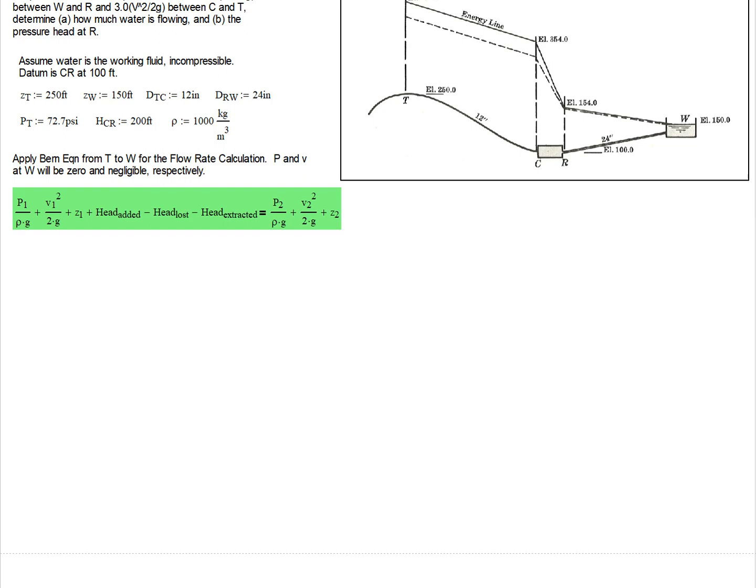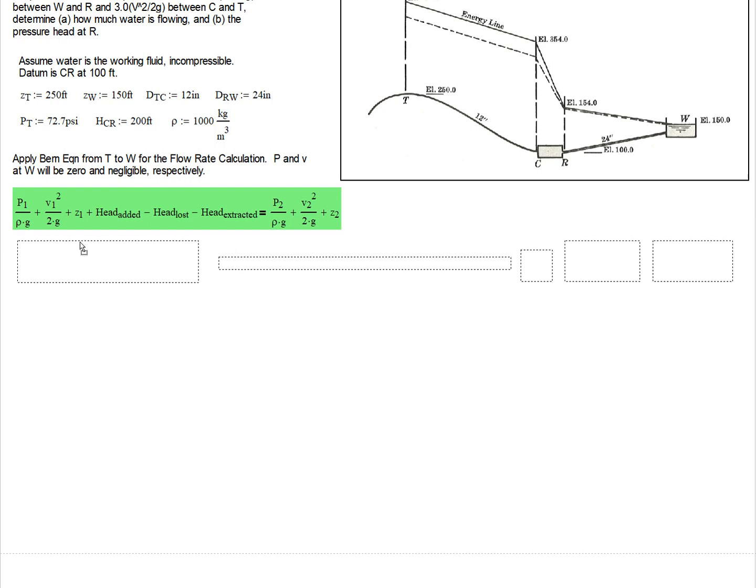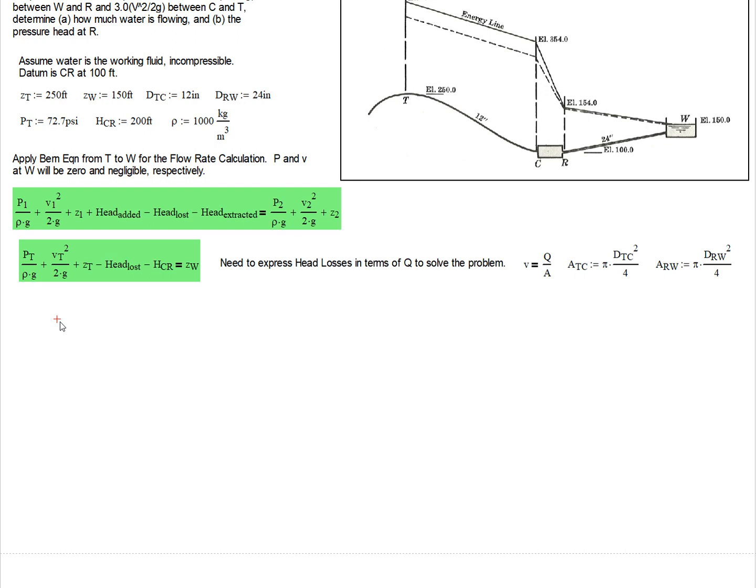All right. So once we make all those simplifications, what are we left with? Well, we're left with PT, the pressure head, velocity head, and the elevation head, minus the head loss, minus the head extracted, and I'm going to call this CR because that's what the problem statement calls it. That is equal to, the only term that we're left with on the right side is the elevation head.